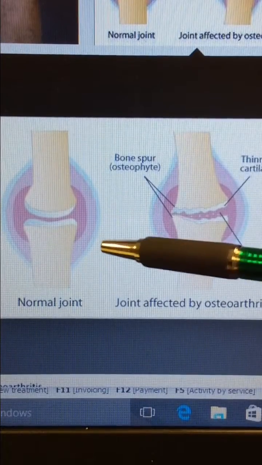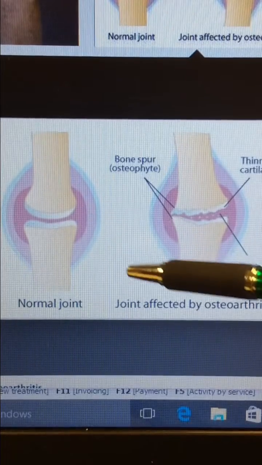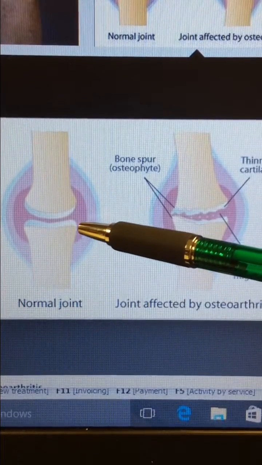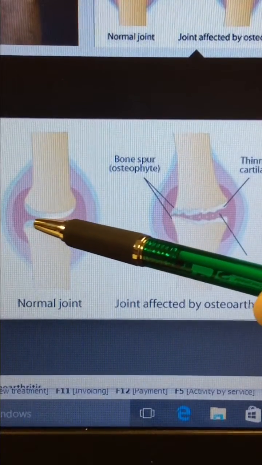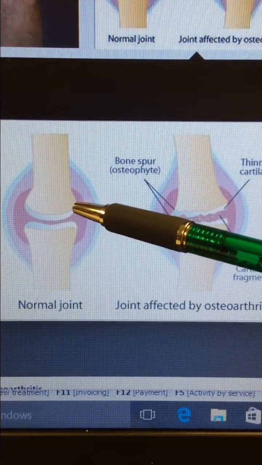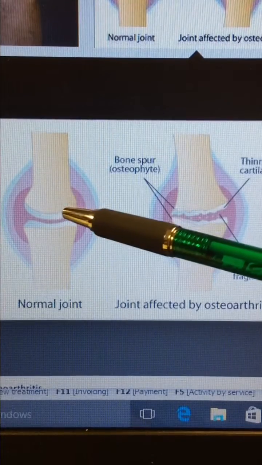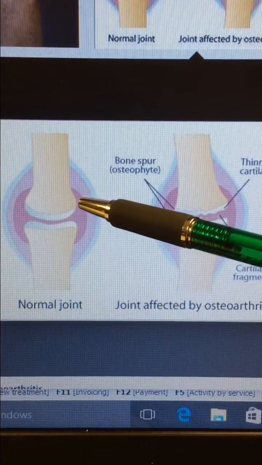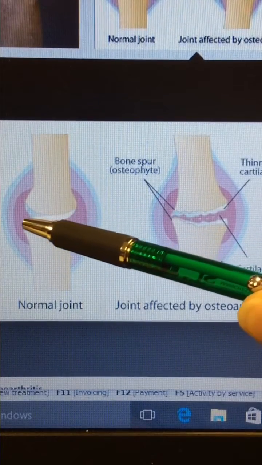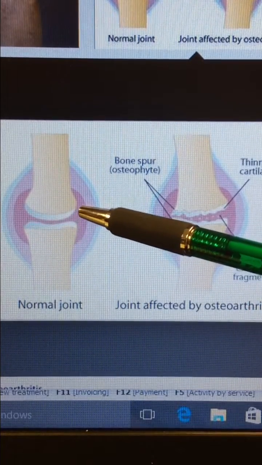Here's a picture of a normal knee joint right here. As you can see in this picture, on the edge of the bone, this is the lower leg bone, the upper leg bone, there's a thin lining of white cartilage. In a normal joint, it's a nice even spreading of cartilage, and there's a nice pink spot or joint space in between.